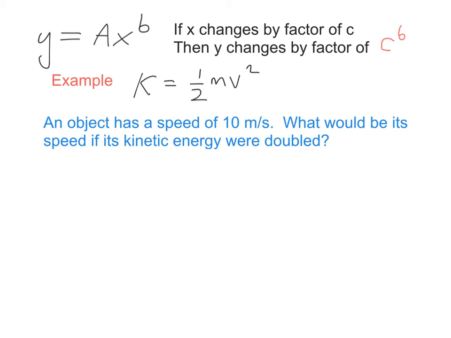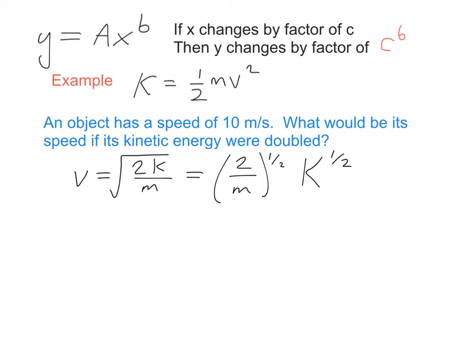So we can multiply both sides by 2, divide both sides by m, and take the square root. And here's what we get. The speed is the square root of the quantity 2 times the kinetic energy over the mass. We note that taking the square root of something is the same as having that thing to the half power. So we'd have 2 times the kinetic energy divided by the mass, all of that to the 1/2 power. We can separate it out, and so we get that the speed is equal to stuff times the kinetic energy to the 1/2 power.